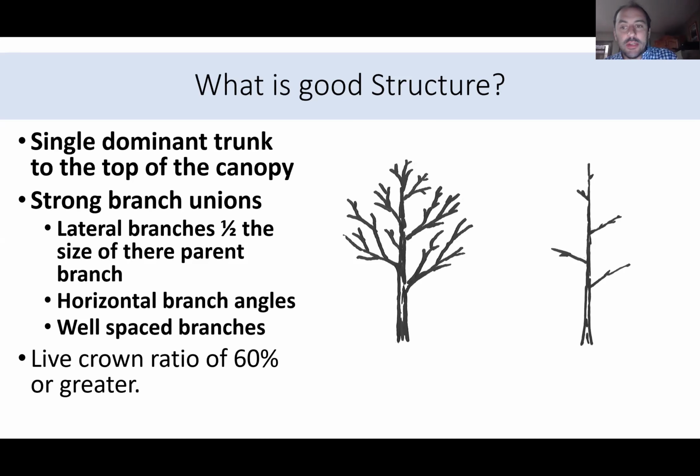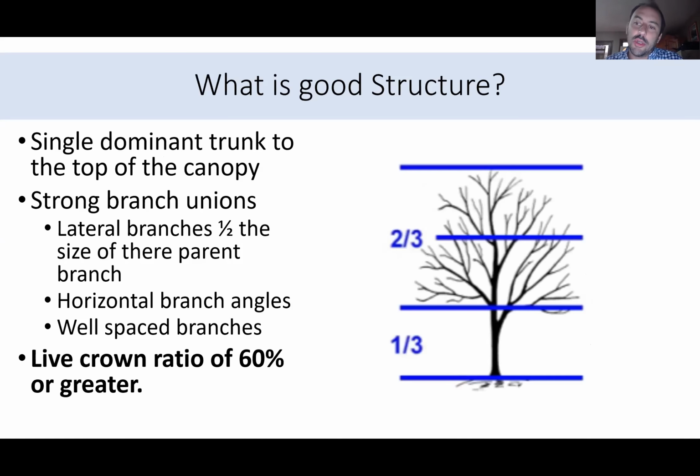And then finally, we want the branches to be well spaced. We want adequate distance between branches. When branches are all clustered together, like when there's snow or wind, a lot of stress is put to one spot on the trunk and the risk of failure is much higher. So we want our branches to be well spaced, both radially and vertically along the stem.